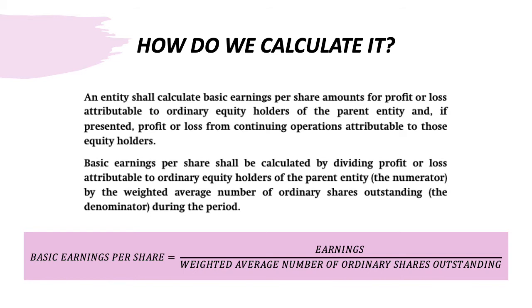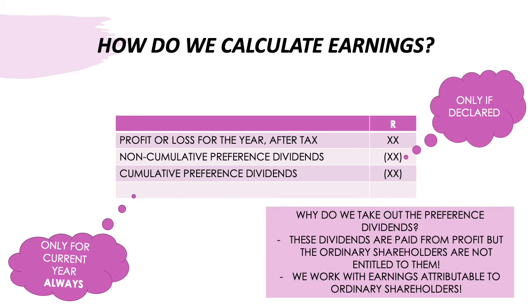The focus for the rest of today's lecture will be the calculation of earnings, which is really not terribly difficult, and then tomorrow we will delve into the calculation of the weighted average number of ordinary shares outstanding. The calculation of earnings is generally the easiest part of the calculation of basic earnings per share. The earnings is calculated as follows.